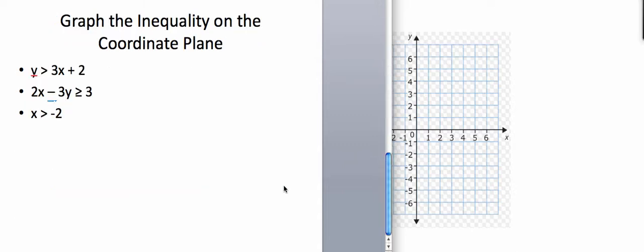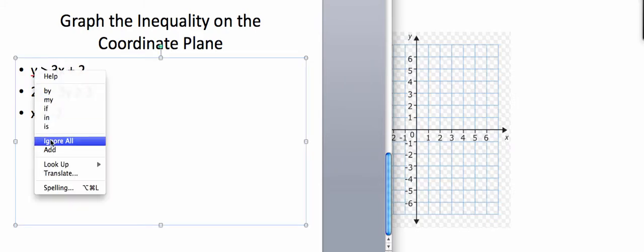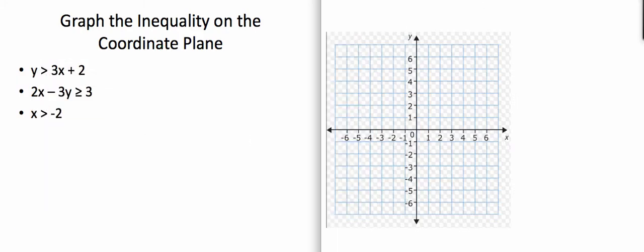So we have three different examples here that we're going to go through. This first one is y is greater than 3x plus 2. We can see that it's already in our correct format. And so we start at 2, then we're going to go up 3 and over 1 each time. So we'll just make our dots here and go through that way.